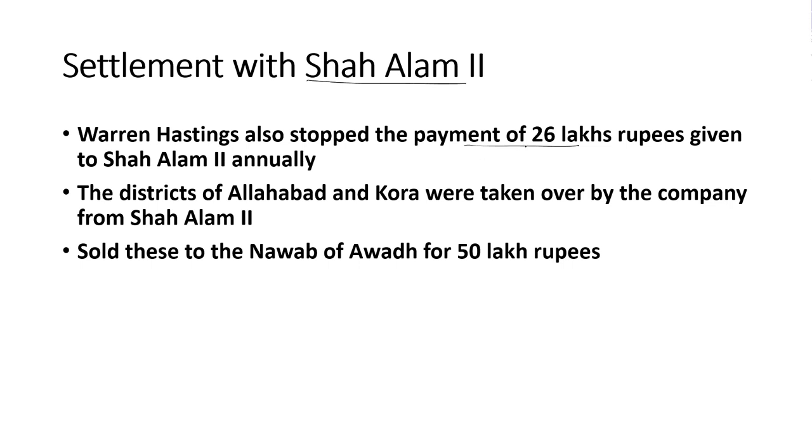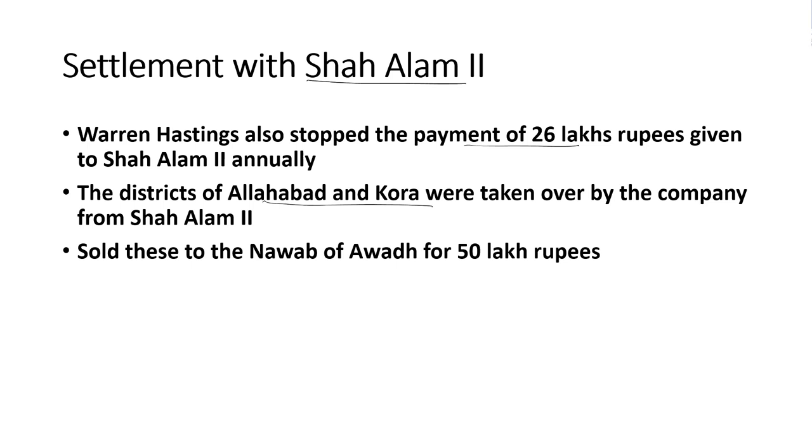But Warren Hastings stopped it. The practice of giving annual subsidy of 26 lakhs rupees to Shah Alam II, the Mughal ruler, was stopped by Warren Hastings. You may recall the districts of Allahabad and Kora. These districts were taken over from Nawab of Oudh, Shuja-ud-Daula, and handed over to Shah Alam II. But Warren Hastings took away Allahabad and Kora from Shah Alam II, and he sold Allahabad and Kora back to the Nawab of Oudh, Shuja-ud-Daula.